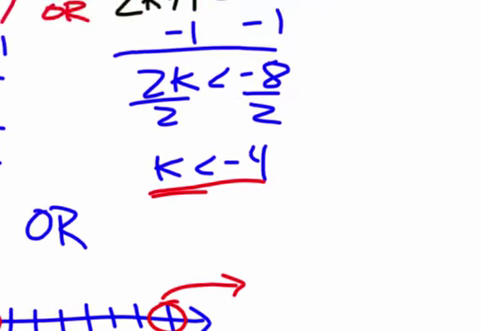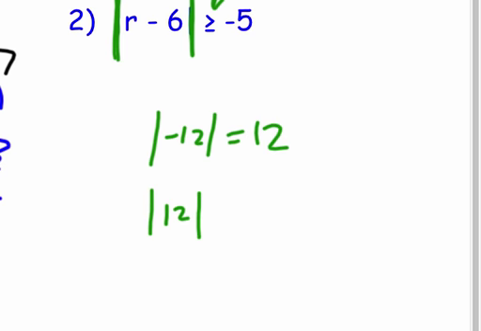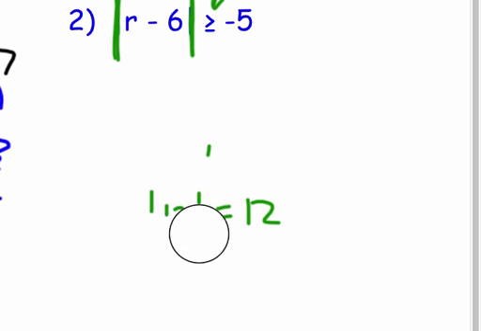Well, is this going to be the same situation? You think this will be no solution for number 2? Let's think about it. Can I take the absolute value of a number and have it be greater than a negative 5? Well, let's think about that. If I take the absolute value of any number, it doesn't matter what I put in for r, just think about any number. If I take the absolute value of negative 12, that's 12. If I take the absolute value of 12, that's also 12, isn't it? So anytime I take an absolute value, that's positive.